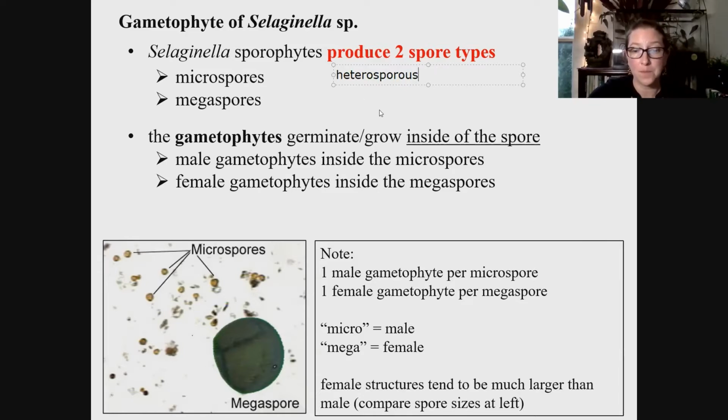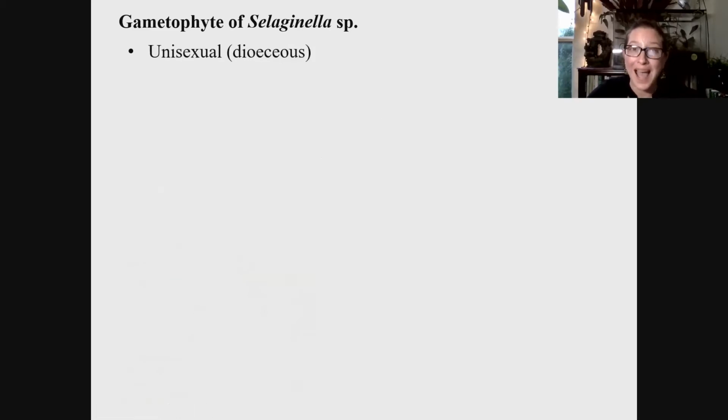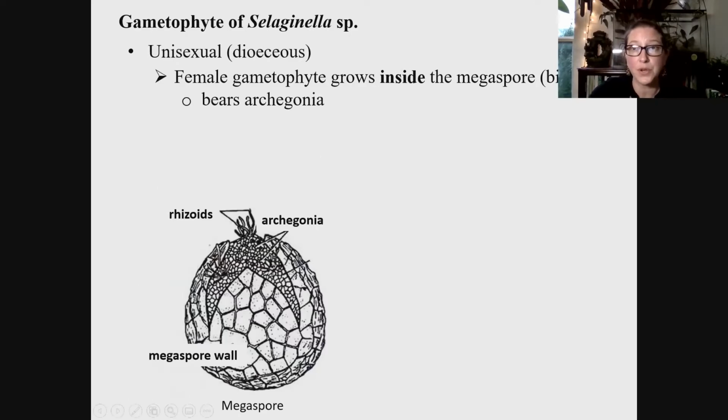So they produce all the same spores, one type. Okay. So when you have gametophyte plants that are growing inside of spores, each gametophyte plant has either male or female sex organs on it, and therefore the gametophyte plants are dioecious or unisexual. So here you go. This is a drawing of a megaspore with the female gametophyte plant growing inside the megaspore. And the female gametophyte plant, even though it's inside a megaspore, is still going to have on it archegonia.